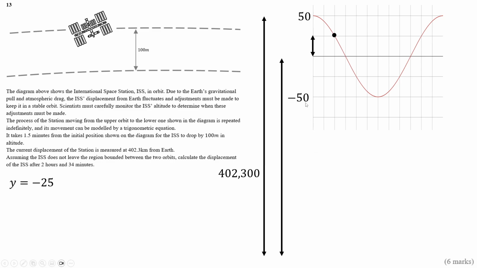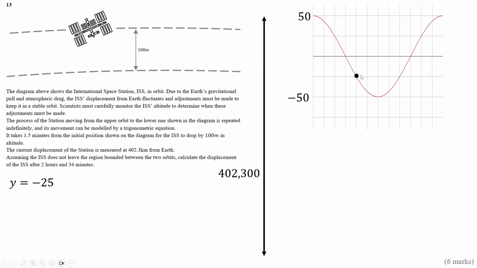Or another way to think about it is, if this is 402,300 and you take away 50 from it, you'll get this. Then you've got the midpoint here. Now you can just go up whatever that y value was. You've got the middle here, which is 402,250. So you've gone from here to here, and then you need to go up the extra y value that you calculated, whatever that value is.